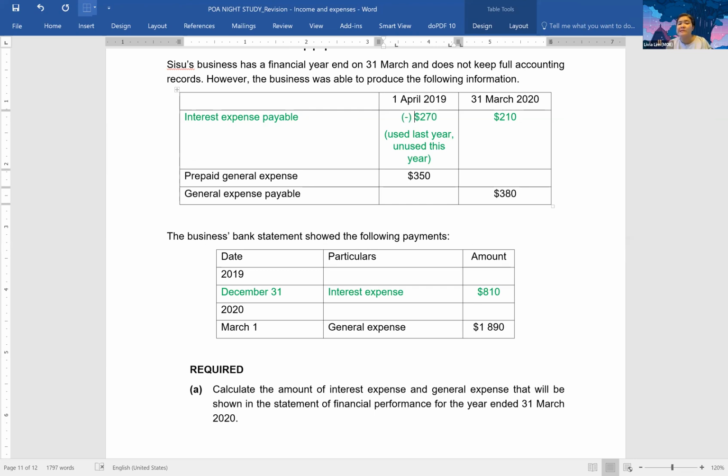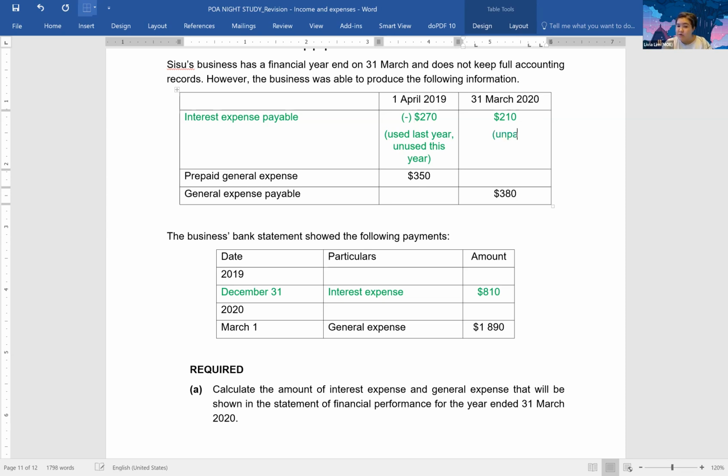It was used last year. This is an expense payable at the beginning of the year, meaning last year you already used it, but you never paid. So if last year you used it, you cannot use it again this year. So it's actually a minus, it's unused this year. What about the 31st March 2020, $210? At the end of this year, you have a payable.